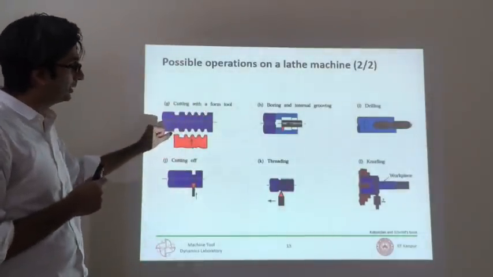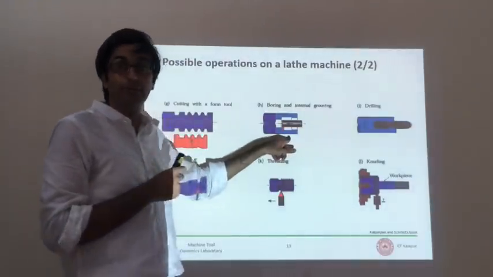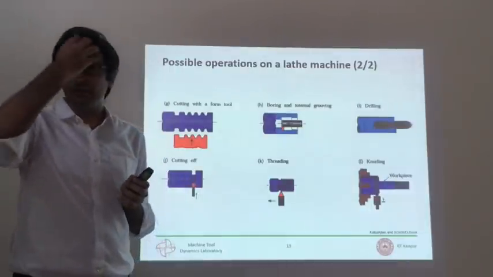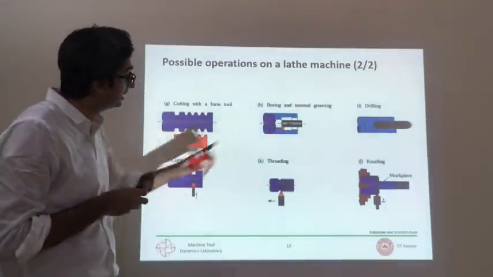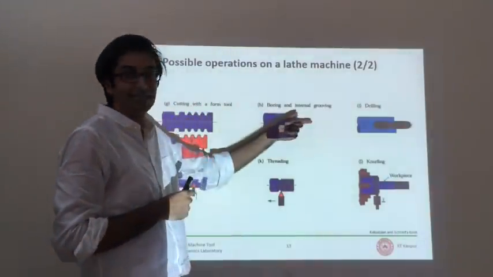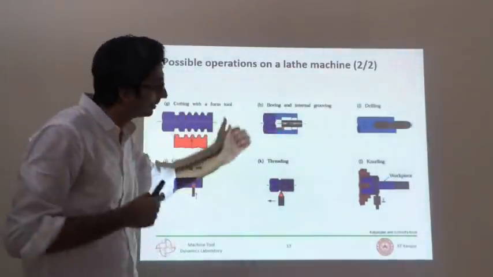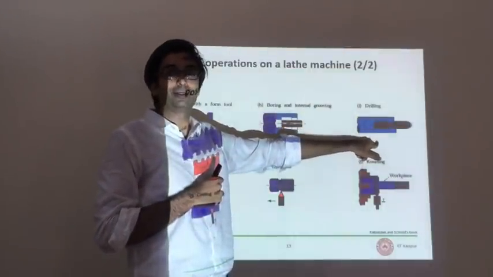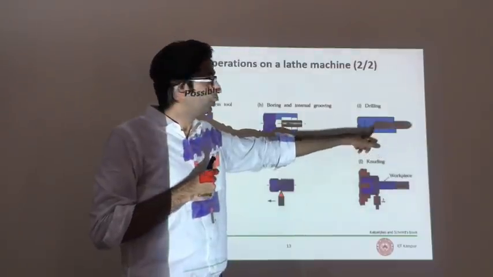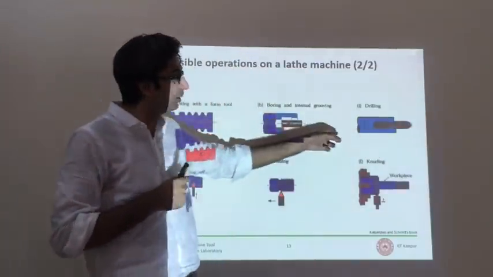This is one operation. This I said is also very important, boring. So earlier I showed you an example of external turning where you reduce the outer diameter. This is where you're increasing the inner diameter. So there is already a hole inside this workpiece made by drilling. Drilling you're familiar with. Drilling is essentially making a hole. You don't have to go to a drill machine to make a hole.